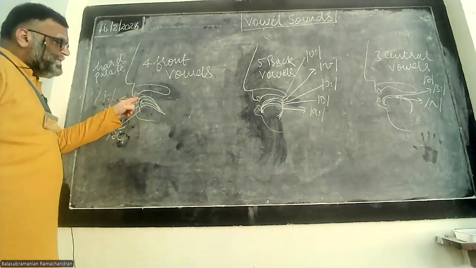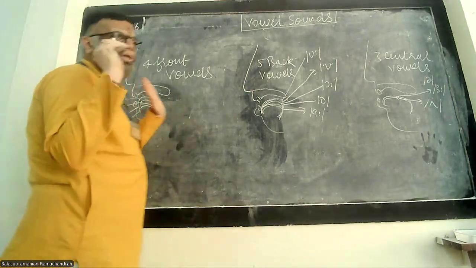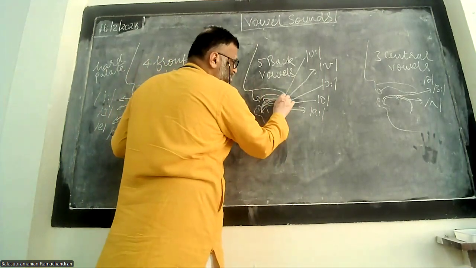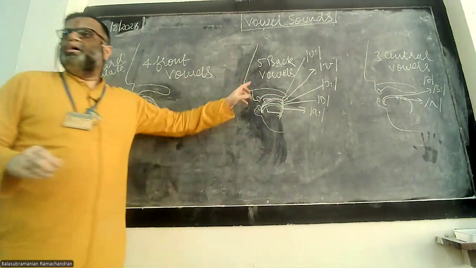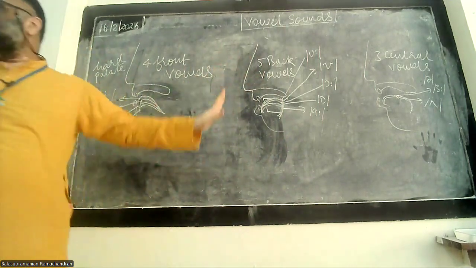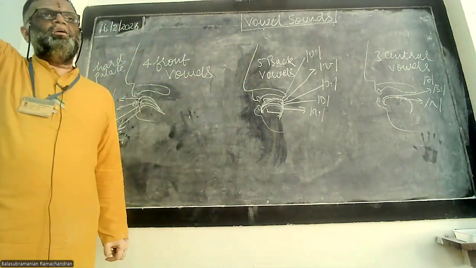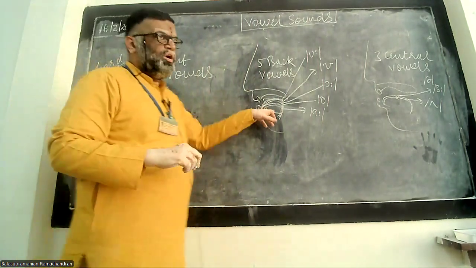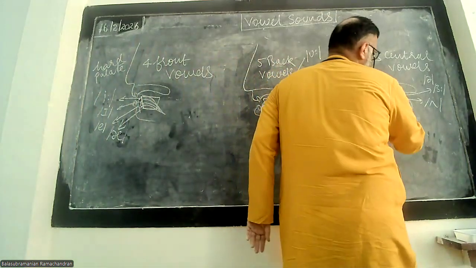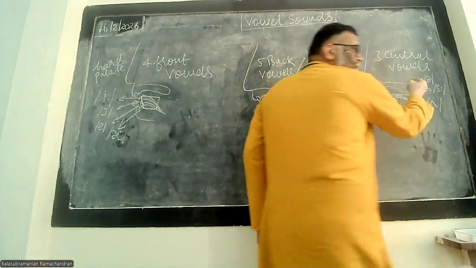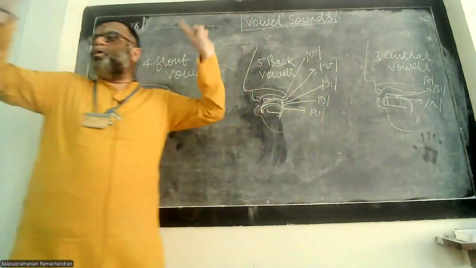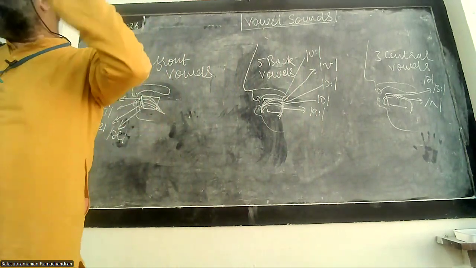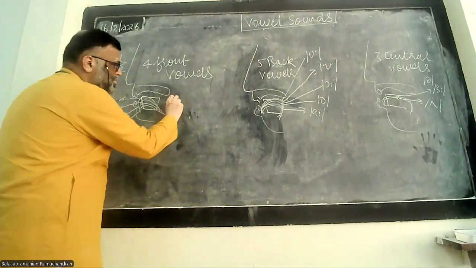Ultimately, what's the vowel quadrilateral? The vowel quadrilateral is the space within which all these vowel sounds are produced. So I need not draw a separate vowel quadrilateral for front, a separate one for back, and a separate one for center. I can integrate all this in one vowel quadrilateral. That is, I can show all the 12 vowel sounds in one vowel quadrilateral. So let's do that.